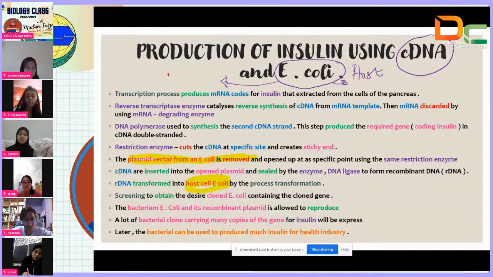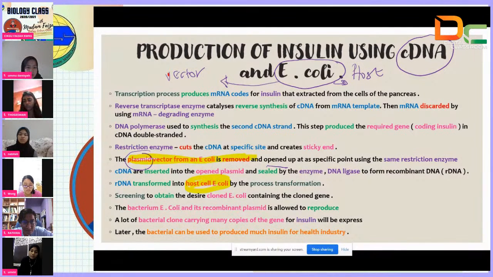That carry the cDNA. Okay, so E. coli will play two roles in production of insulin. First, as a vector, where you extract the plasmid from the E. coli, and you remove at the palindromic sequence, as the restriction site, and you open up this restriction site in order for you to insert the cDNA inside the plasmid.